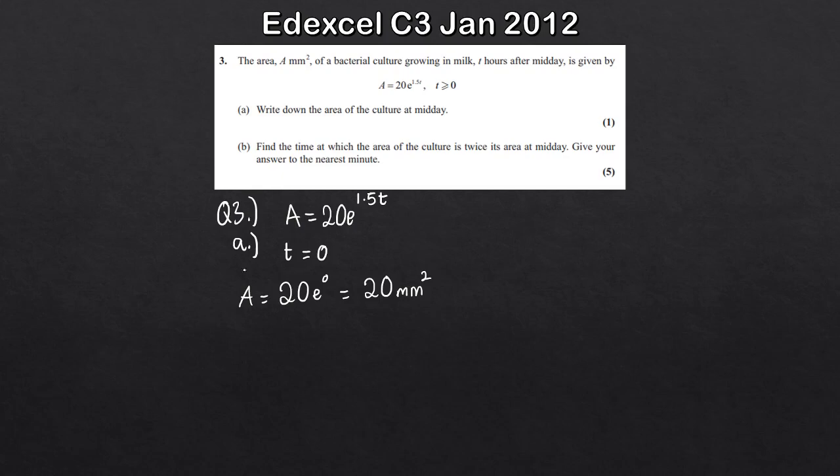So I think at first it takes maybe a double take just to actually understand what this question is wanting. What we're looking for here is the time for which the culture is twice its area at midday. So if we've got the area at midday, we need to double that, because that's what we're looking for, the time at which that occurs. So we've worked out the area at midday is 20 millimeters squared. So the area we require is A equals 40.